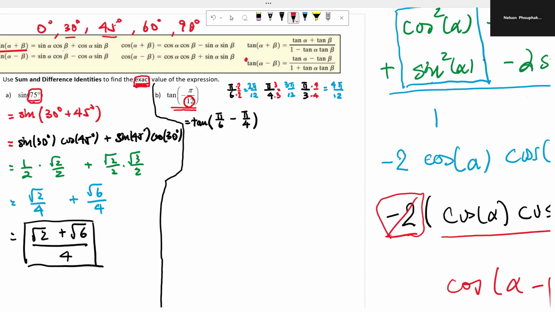And now, to work with this problem, tangent of negative pi over 12, I'm going to work with tangent of alpha minus beta, which is equal to tangent of pi over 6 minus tangent of pi over 4, divided by 1 plus tangent of pi over 6 times tangent of pi over 4.